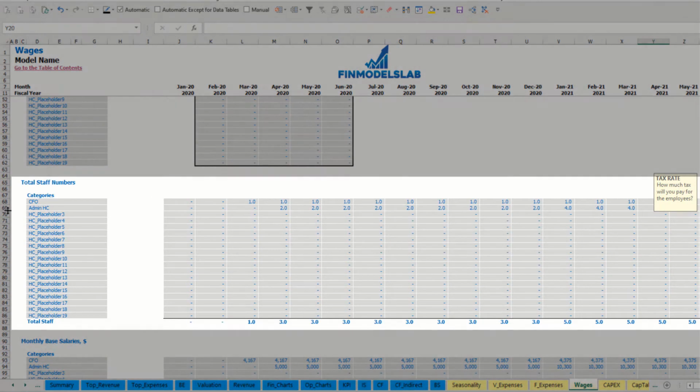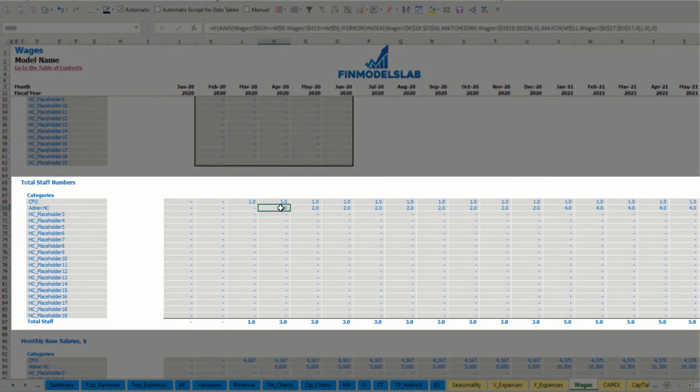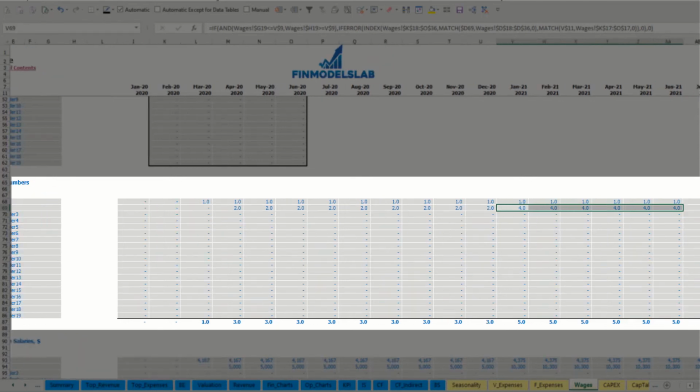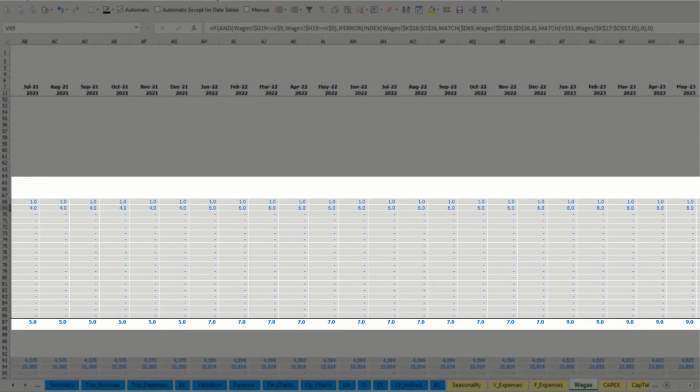So in here you may see total staff numbers, which is 2 for the year number 1, 2020. Starting from year 2021, you'll have 4, then 6, 8, and 10 in the last year of the model.